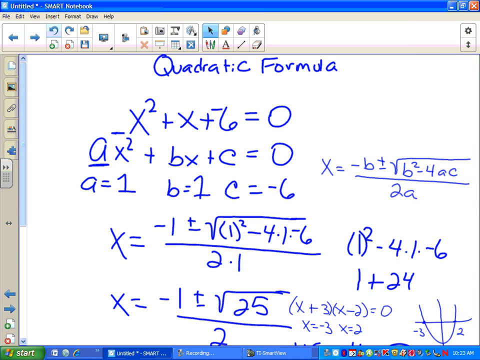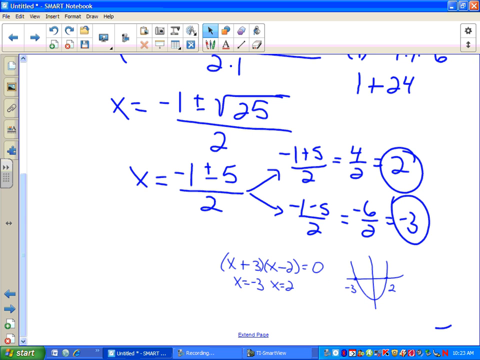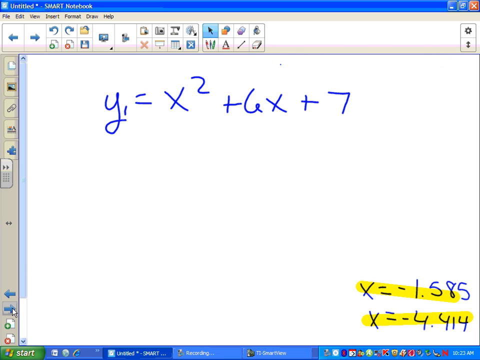Let's pull these down here that we had earlier in class. Notice we have x is negative 3 and x is 2 in our parabola. So that's how the quadratic formula works. Well, why do I need the quadratic formula? I factored that a long time ago. It was very easy. Well, because not everything's factorable.